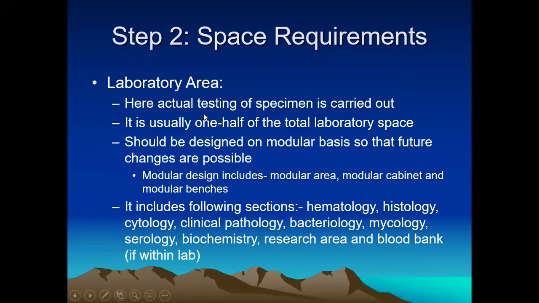Laboratory area. Here, actual testing of specimen is carried out. It is usually one half of the total laboratory space. It should be designed on modular basis so that future changes are possible. Modular design includes modular area, modular cabinet, modular benches or standardized benches, as I have discussed before. So the laboratory area includes following sections: hematology, histology, cytology, clinical pathology, bacteriology, mycology, serology, biochemistry, research area, and blood bank within the laboratory.